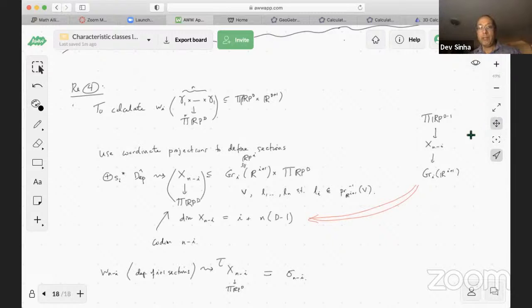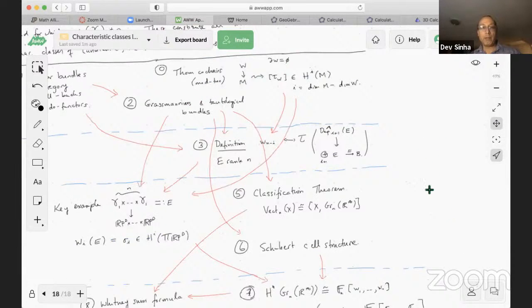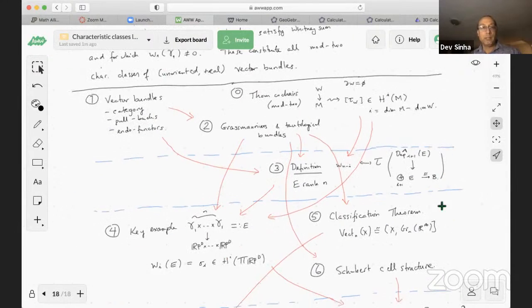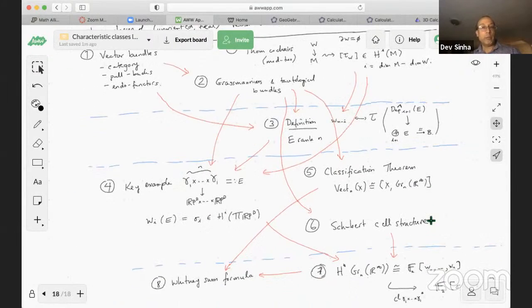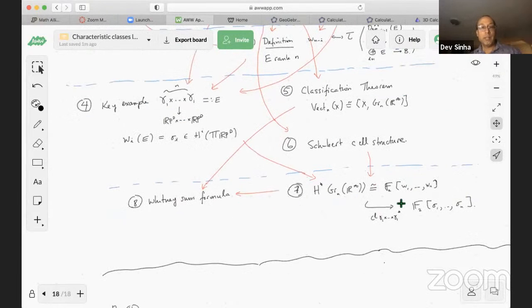So mainly, we go back to our knowledge map, our knowledge complex: vector bundles, Thom cochains, Grassmannians, characteristic classes, key examples, classification theorem, and finally we get the Whitney sum formula and the cohomology of the Grassmannian. Knowing that will also then tell us that for these Stiefel-Whitney classes, there are no further characteristic classes.